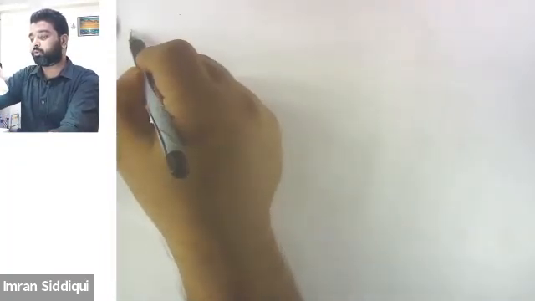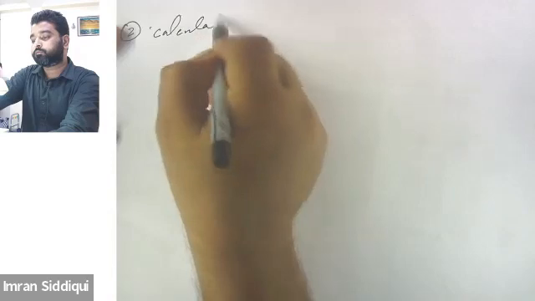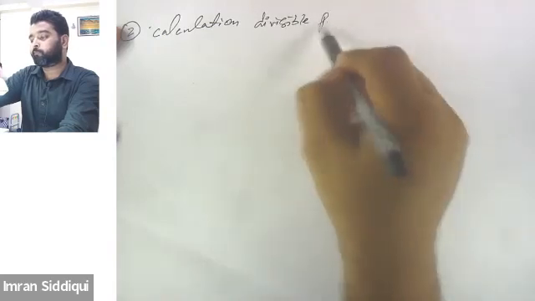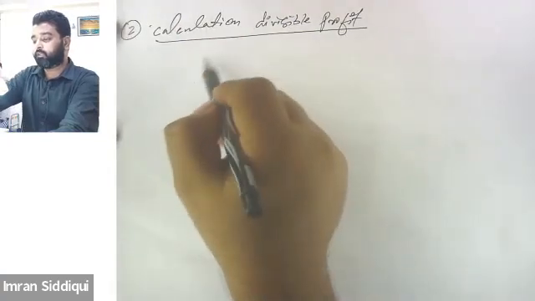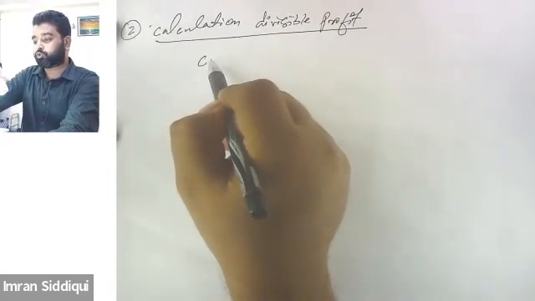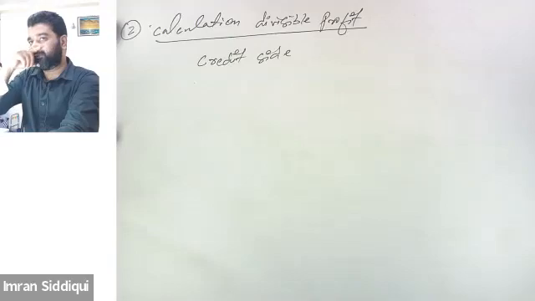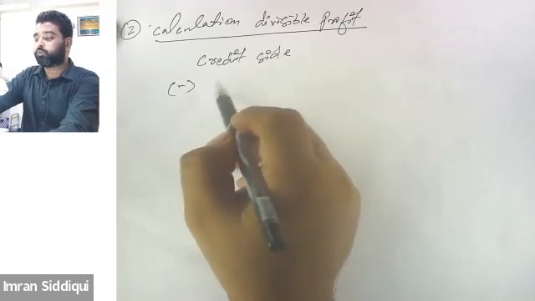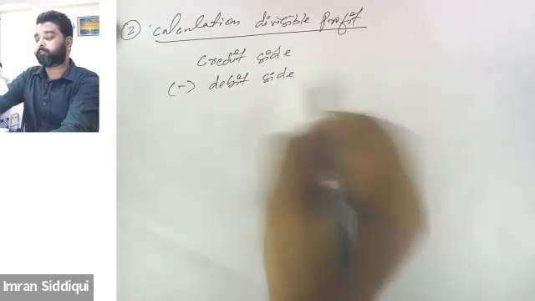How do we find out the value of the divisible profit? So I'm making working note number 2. Working note number 2: calculation of divisible profit. In order to find out the value of the divisible profit, we sum the total of the credit side, and then out of the value of the credit side, we subtract the amount on the debit side.